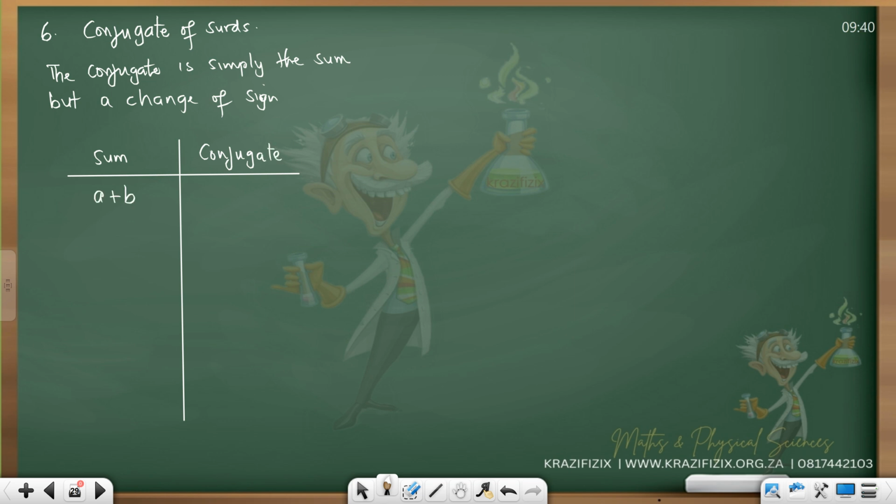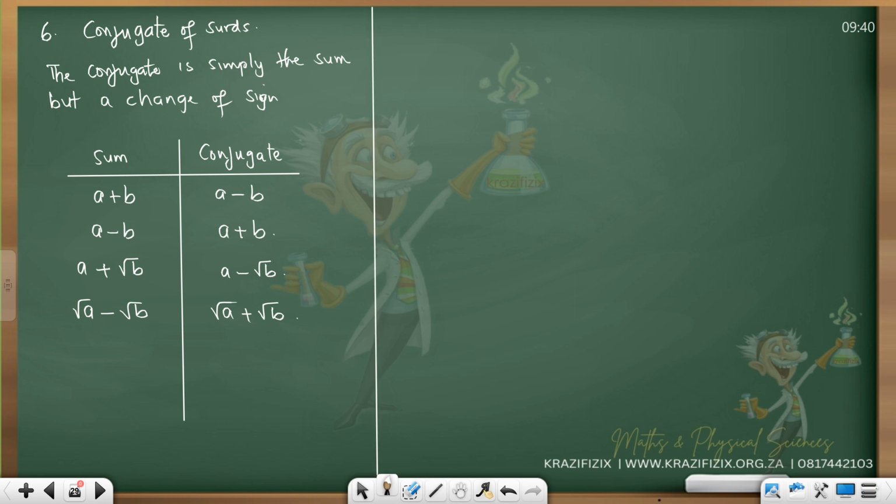The conjugate of A plus B is simply A minus B. The conjugate of A minus B is simply A plus B. So we just change the sign. A plus root B, conjugate A minus root B. Root A minus root B, what's the conjugate? Root A plus root B, so that's what remains. I hope that makes sense.